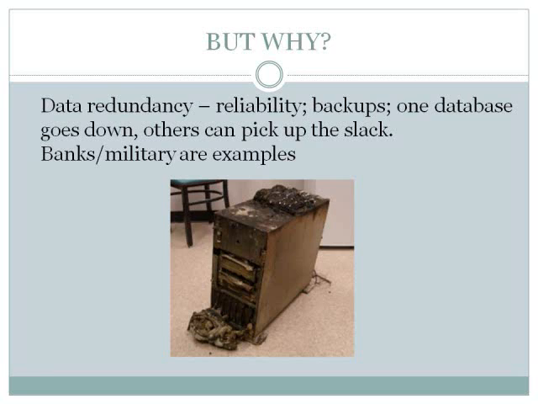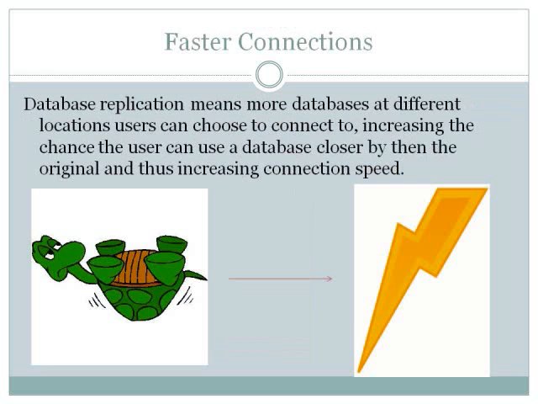The first reason is called data redundancy. Having multiple copies of the same database gives customers more reliability. It gives you backups, and if one database goes down, is lit on fire or something, then other databases can fill in and users can still access the critical information that they need. Some examples of entities or companies that might take advantage of this are banks or the military.